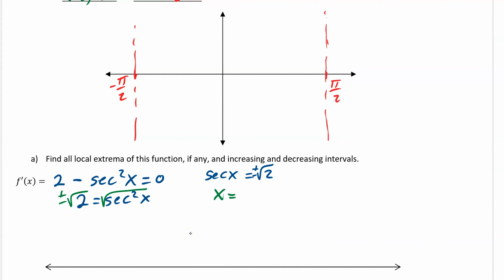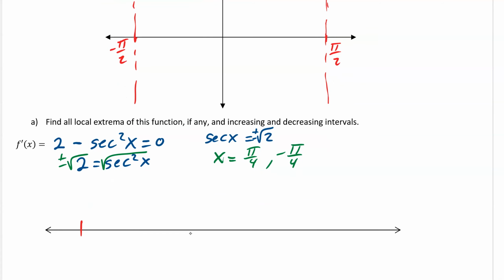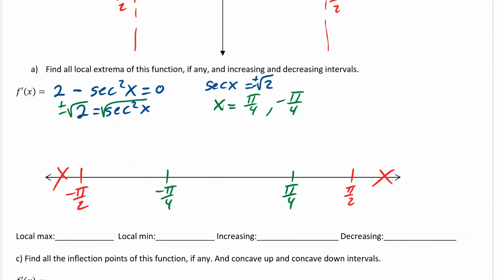So x equals pi over 4 and negative pi over 4 because of our domain, which is from negative pi over 2 to pi over 2. And we don't care about these regions. So now if we place those points on there, one here at negative pi over 4, and one here at pi over 4, and resist the urge to put 0, because we don't want to do that. We're looking for intervals. And then we now test our derivative.